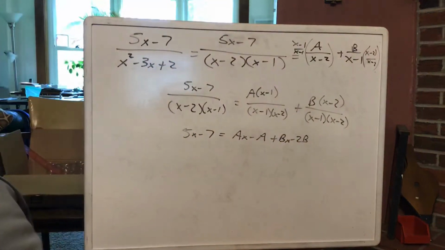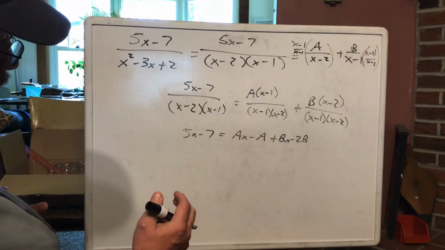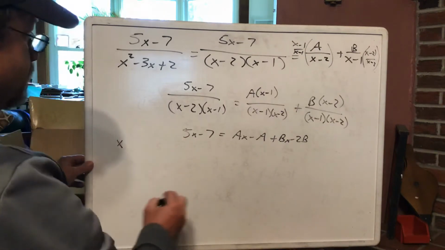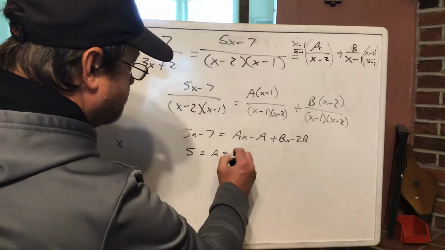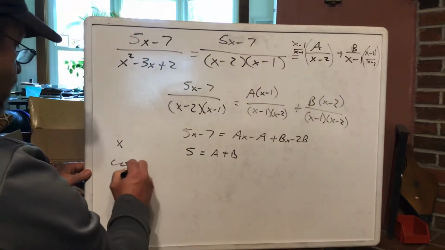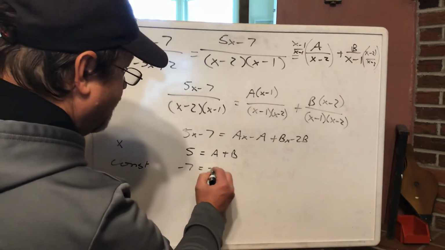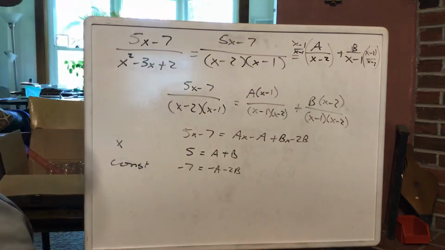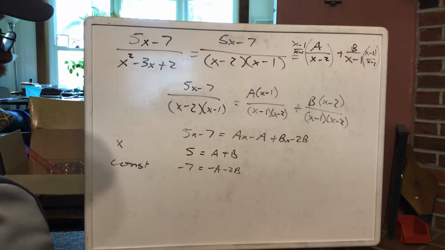And once again, it turns into a matter of systems of equations. Whatever the x terms are, and for x, I have 5 on the left-hand side and a plus b on the right-hand side. And whatever the constant terms are, and I have minus 7 on the left-hand side, I have minus a minus 2b on the right-hand side. And now I look at these and I say I have a system of two equations, two unknowns.